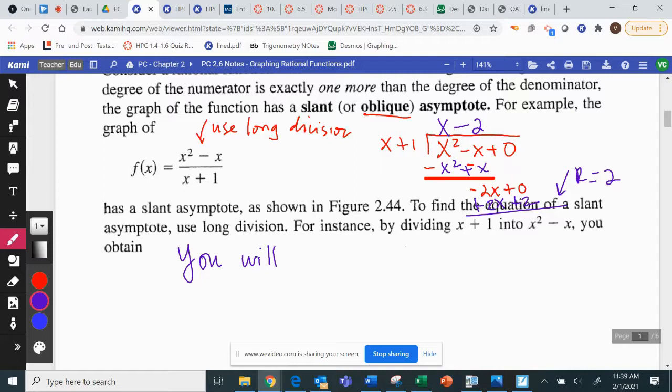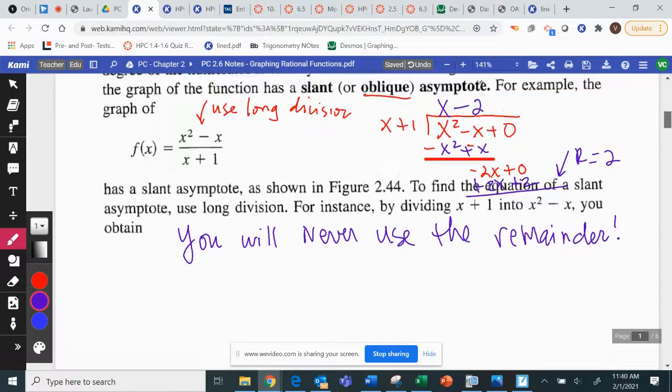Okay, I'm going to say right now you will never use the remainder. Okay. And for this, oh, I skipped over something. For this, our slant asymptote is going to be y equals x minus 2.